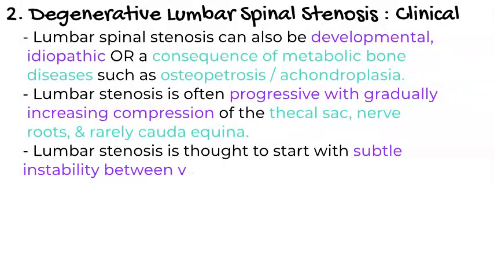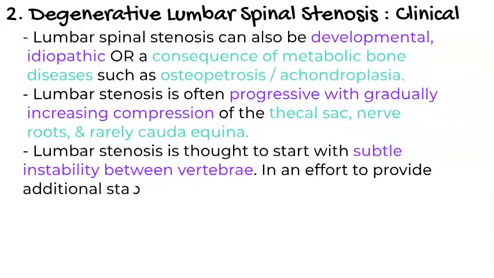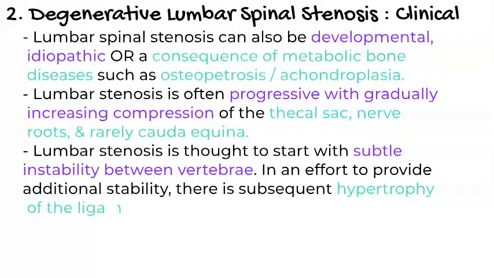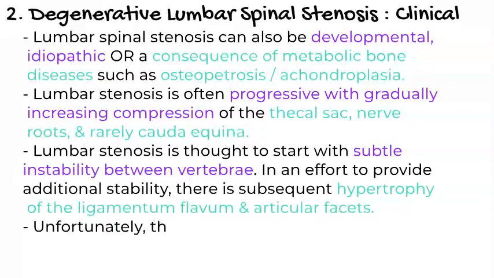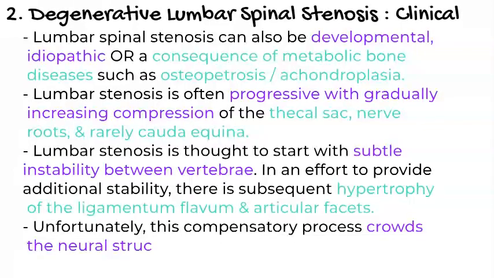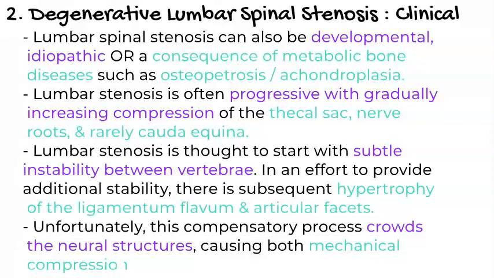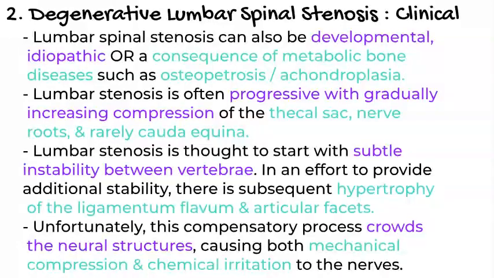Lumbar stenosis is thought to start with a subtle instability between the vertebrae. In an effort to provide additional stability, there is subsequent hypertrophy of the ligamentum flavum and articular facets. Unfortunately, this compensatory process crowds the neural structures, causing both mechanical compression and chemical irritation to the nerve.